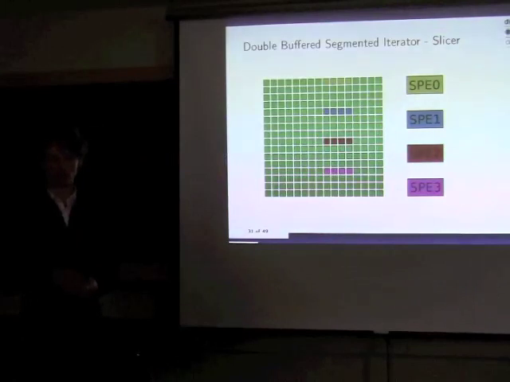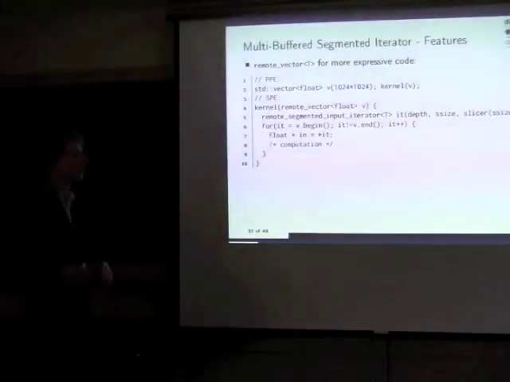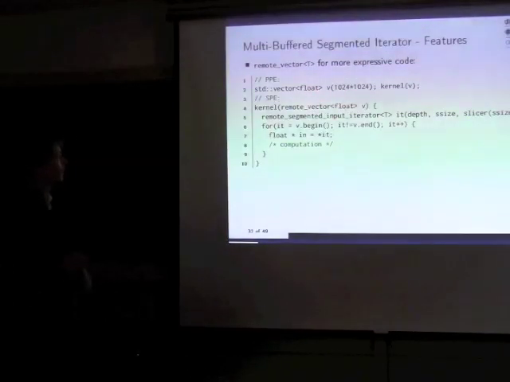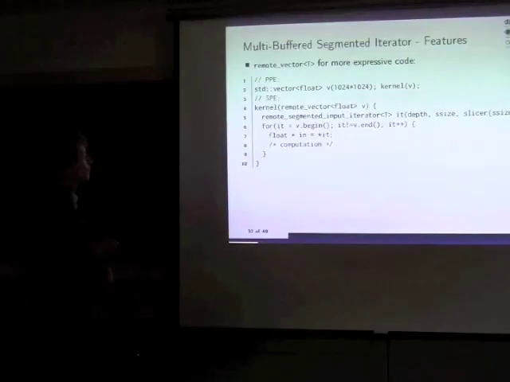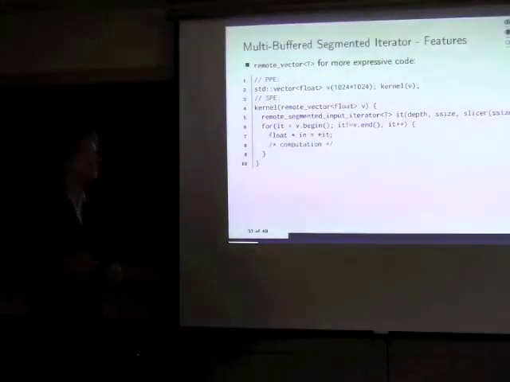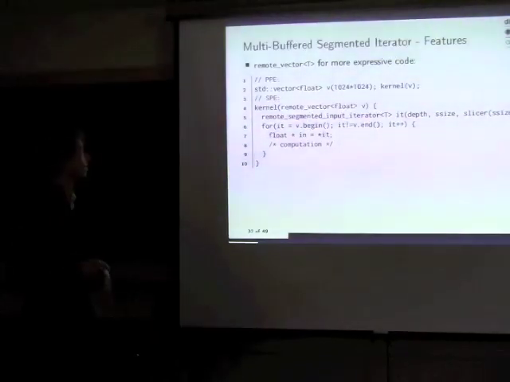Okay. Now, of course, we didn't just write this prototype, but we created a real part. It became a real part of our library. We added a class called Remote Vector to have more expressive code. On the PPU, you would create your STD vector with the data you want to compute on, and then you call the kernel. If you wrote the kernel in the way I presented before with this very straightforward syntax, an STD vector would automatically be a remote vector on the SPU side. And a remote vector is a shallow structure that only contains an address and a size.